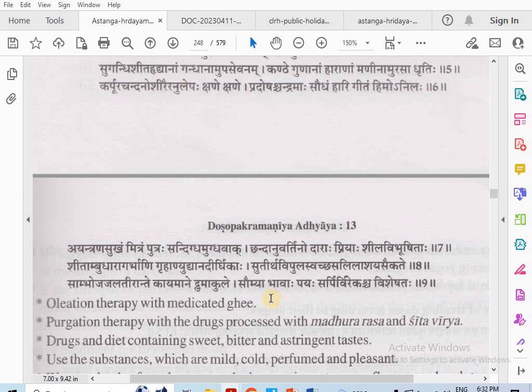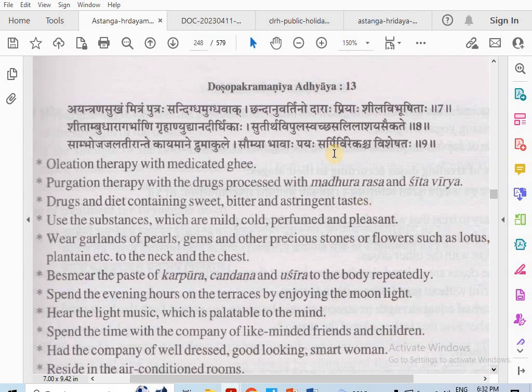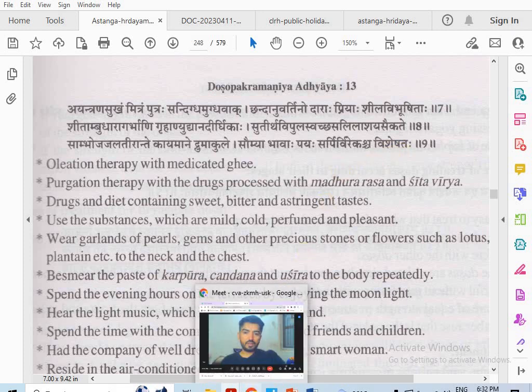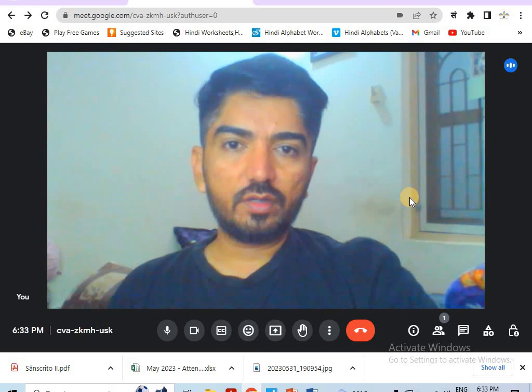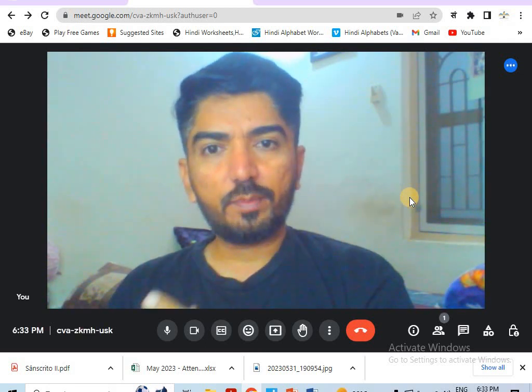Somya bhava, having very pleasant thoughts, very peaceful thoughts, is also very beneficial. Then payaha sarpihi virekascha, consuming paya, milk. Sarpihi is ghee. And vireka, virechana therapy, vishesata, specifically. So all these are very important general lines of treatment, in short, for pitta disorders.